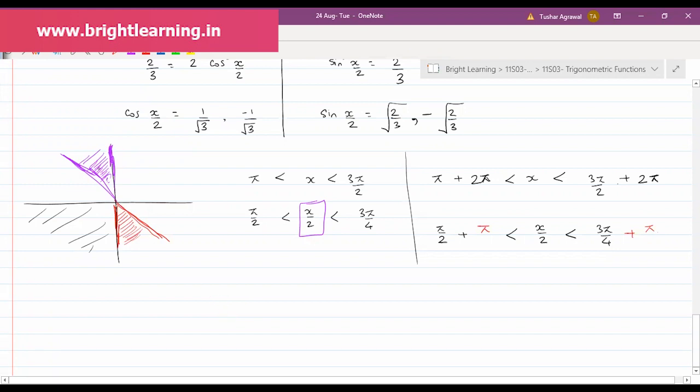So the third quadrant can be the purple region also. If I do not tell you the exact value of x, and I only tell you the third quadrant, then half of that can be the purple region as well as the red region. So cos of x by 2 can be both plus or minus 1 by root 3. Sine of x by 2 can be both plus or minus under root 2 by 3, depending on what the value is.